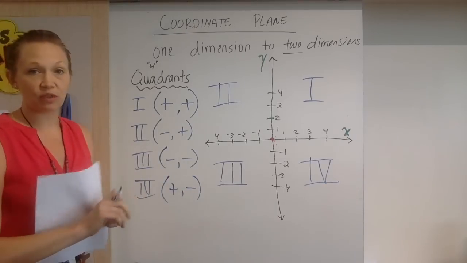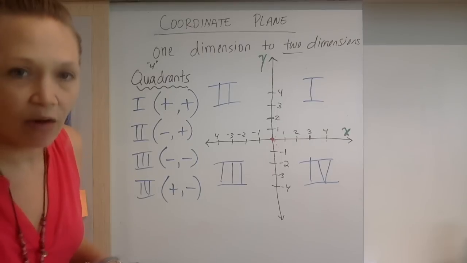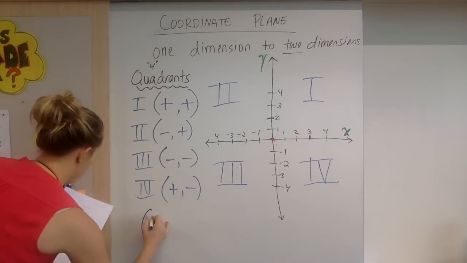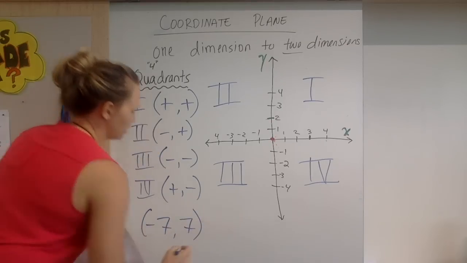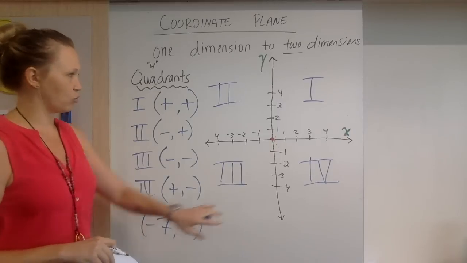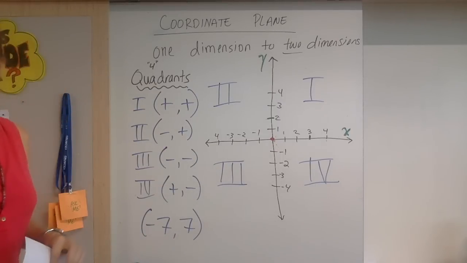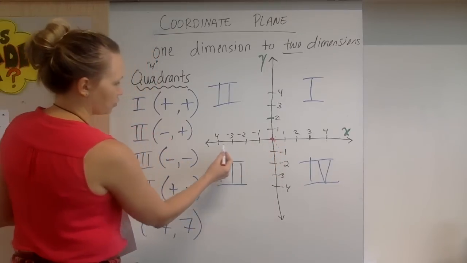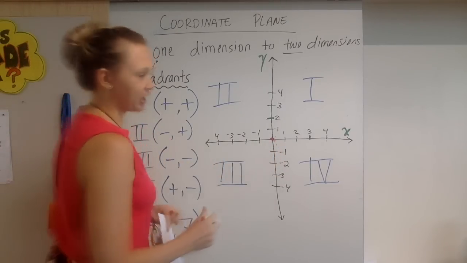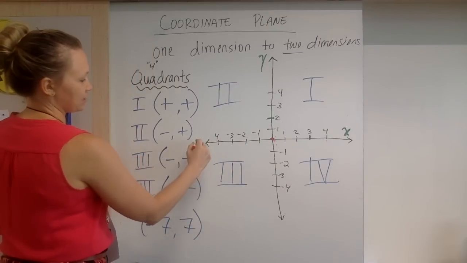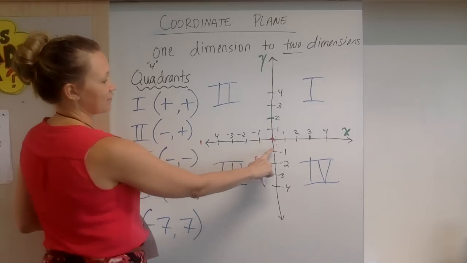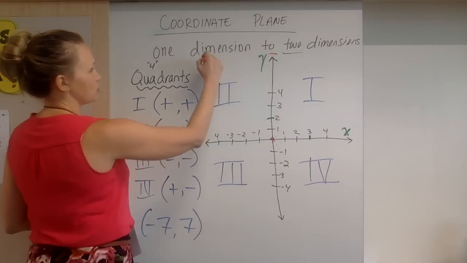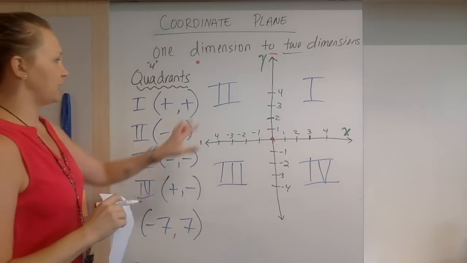So here's my question to you then, and you can pause and answer this. How about the ordered pair negative 7, 7? What quadrant is that in? Pause and answer that question. All right, let's take a look at it. Negative 7 would be, oh my goodness, I didn't even go up to 7. Okay, so negative 7 would be in this direction, somewhere out here. And for the y value, positive 7 would be in the upward direction somewhere up here. So they would definitely meet somewhere over here in quadrant 2.